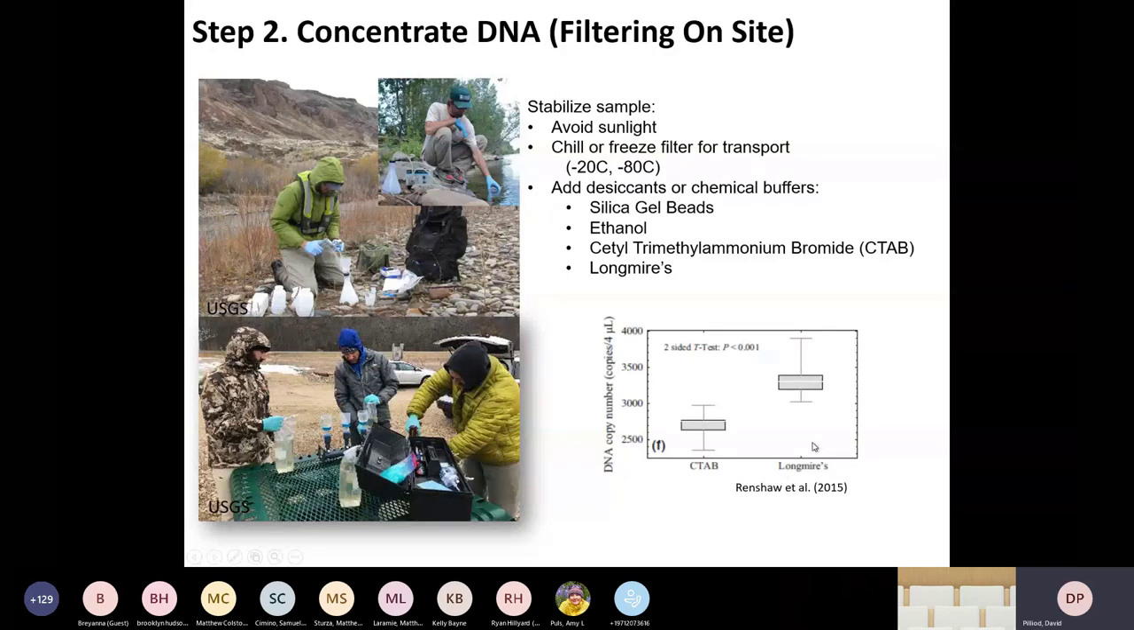There have been other studies that have compared these results to freezing, where you don't put the filter in any kind of desiccant or buffer. You just throw it in the freezer, and they find that you get better yield using buffers, whether ethanol or Longmire's, compared to not using any type of desiccant or buffer. So it seems like it's worth doing something out there, but there's no recommendation on which is the best. Something to discuss.